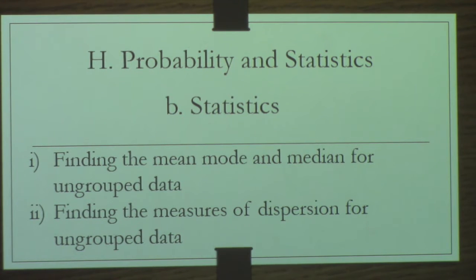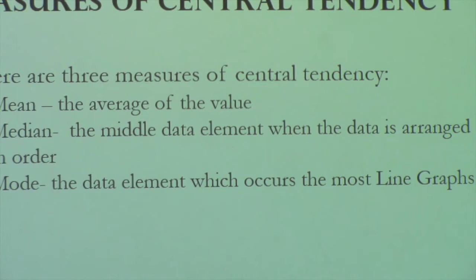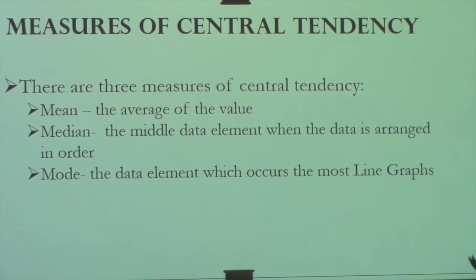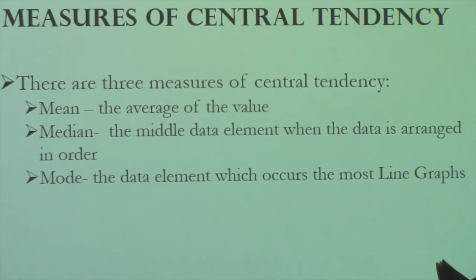On this section, we're going to be going over the measures of central tendency and the measures of dispersion on grouped data. So basically, what are the measures of central tendency? We call them the measures of central tendency because they are used to approximate the center of the data, the center point. They are mean, median, and mode.